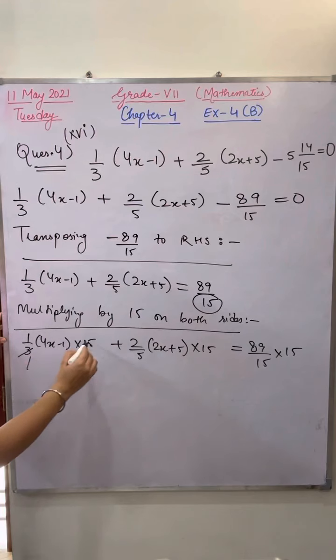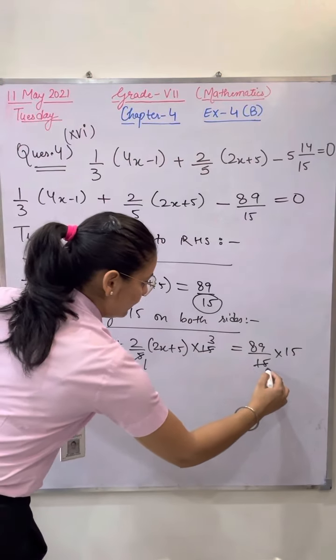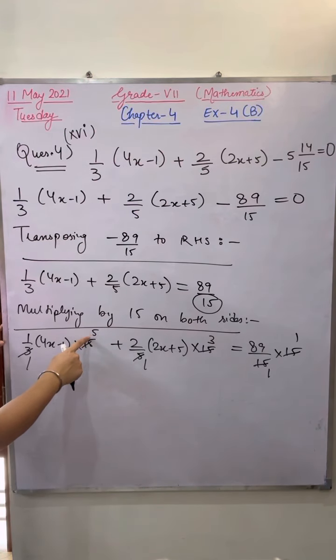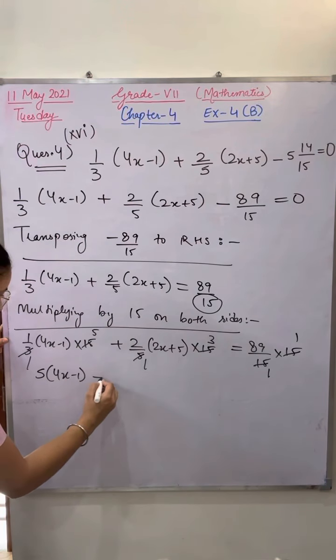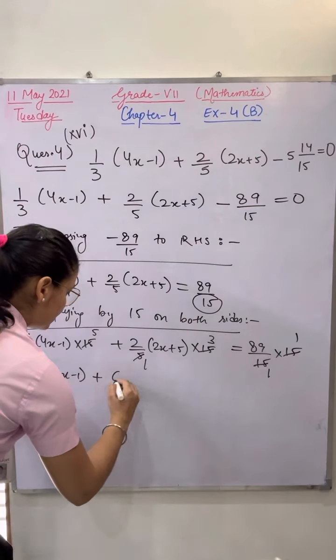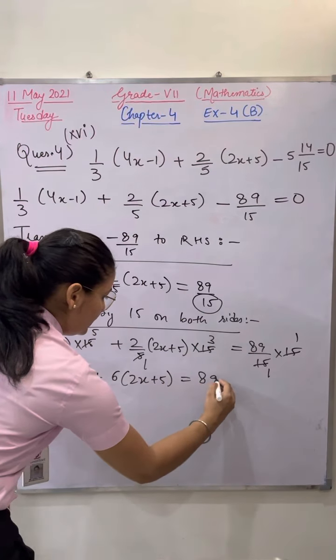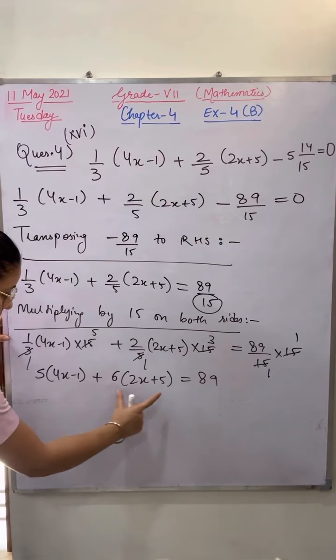3 1s are 3, 5 3s are 15, 5 1s are 5, 3 5s are 15, 15 1s are 15. Cancel the terms. Now what is left? 5 is left. So 5 multiplied by (4x minus 1) plus 2 3s are 6, 6 multiplied by (2x plus 5) is equals to 89. Now first of all, open the brackets.